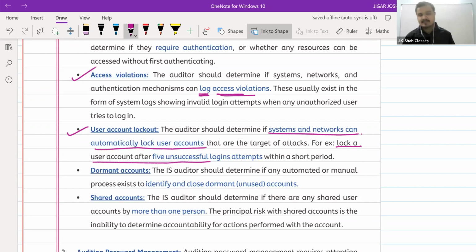Agree? Yes, sir. Next one, people, dormant account. What is a dormant account? Sir, a dormant account refers to all those accounts which are completely unused, right now not traceable, which we have not used for an extended time period. Yes, sir. Sir, can you please give us one example?